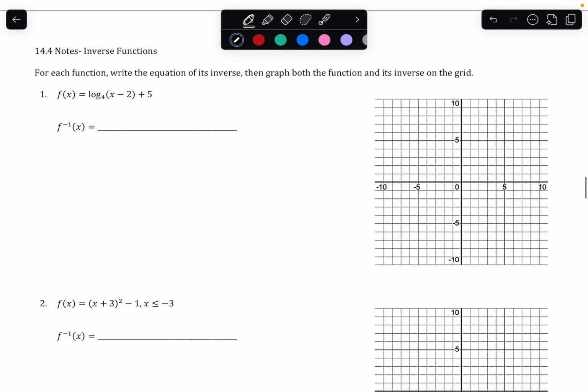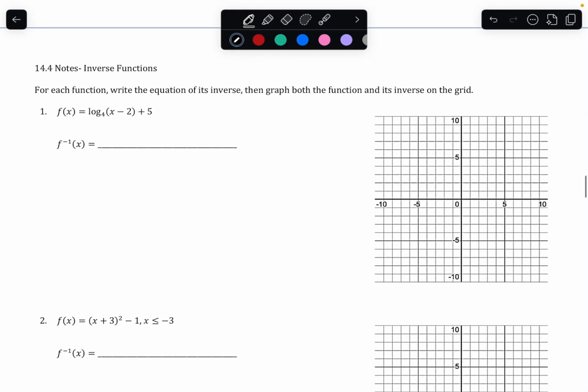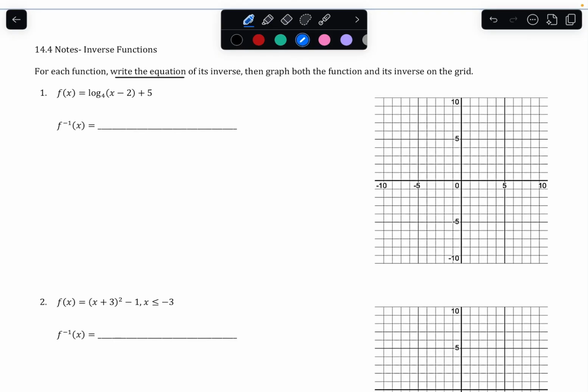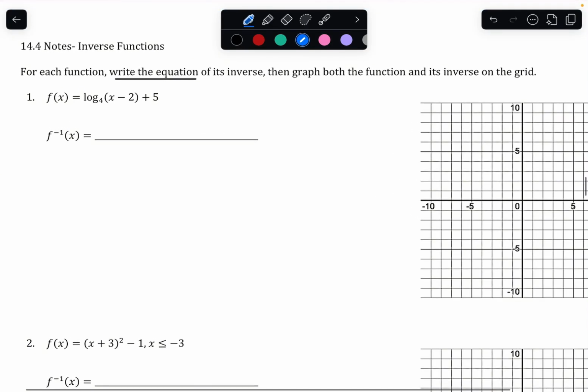All right, in this video, we are finding and graphing inverse functions. So the directions say for each function, write the equation of its inverse and then graph both functions on the grid. And so let's start by graphing the original function, starting with log base 4 of x minus 2 plus 5. And so log base 4 is our parent function.